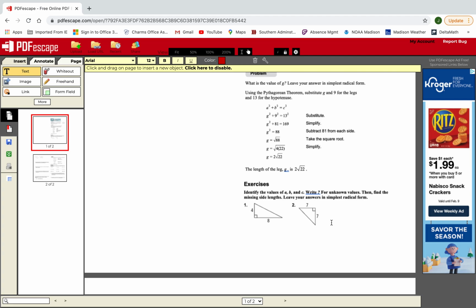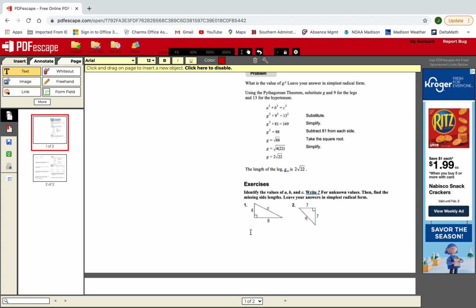This says to identify the values of a, b, and c. I write a question mark for unknown values, then find the missing side lengths. I'm just going to put c in place here because a and b are the sides. And the same thing here. It looks like we're looking for the hypotenuse on both of these.